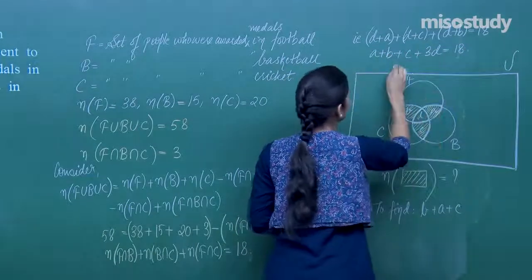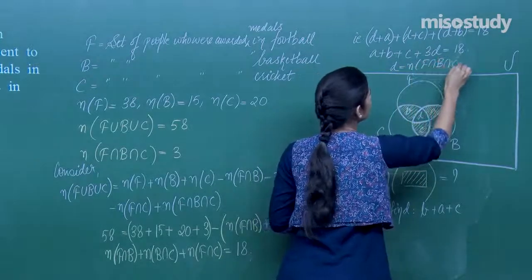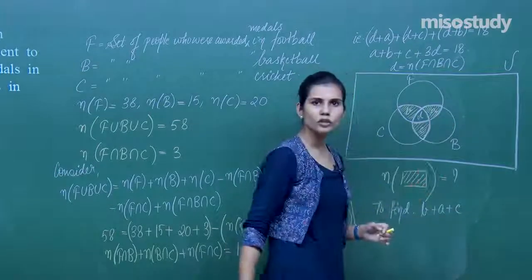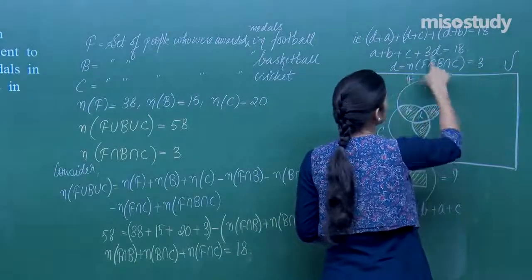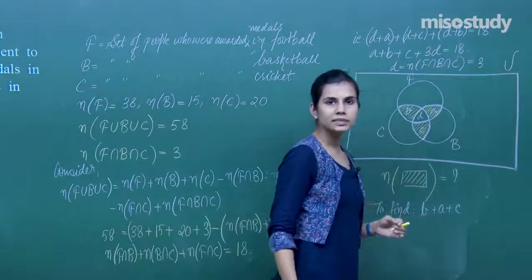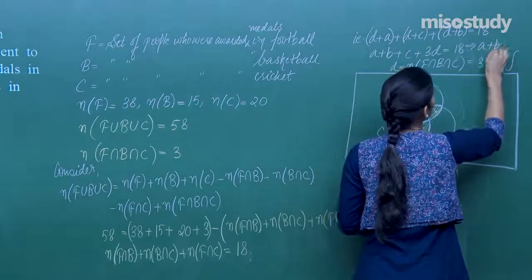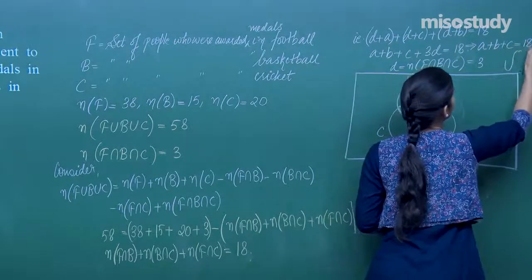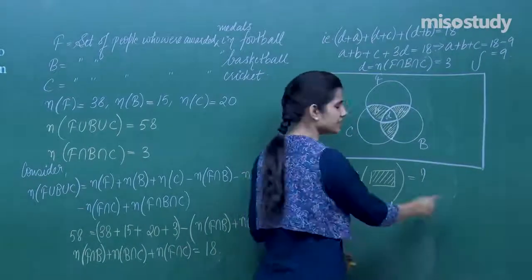What is D? D is actually number of members in F intersection B intersection C. D is the common portion of all the 3 sets, right? And this number is given to be 3. So if D is 3, then 3 times D is 3 times 3, which is 9, and therefore A plus B plus C is 18 minus 9, which is 9. So A plus B plus C is equal to 9.